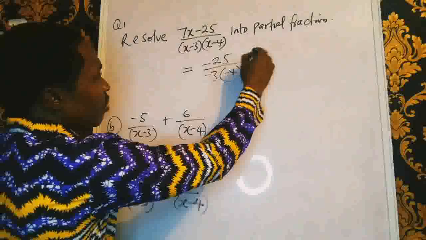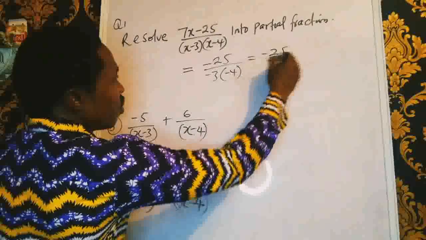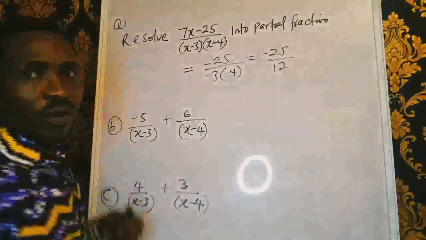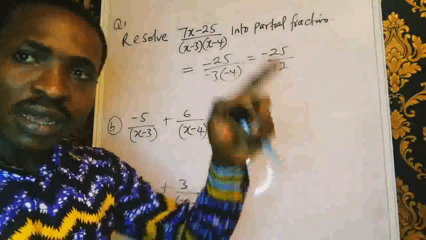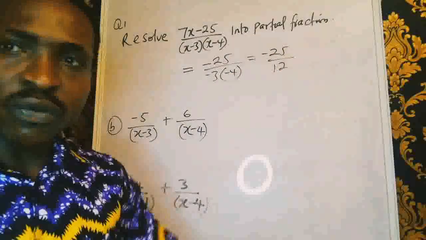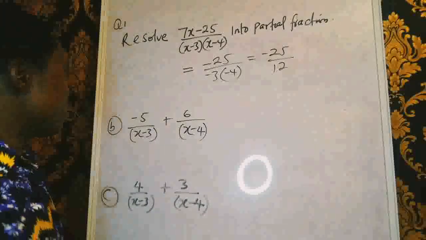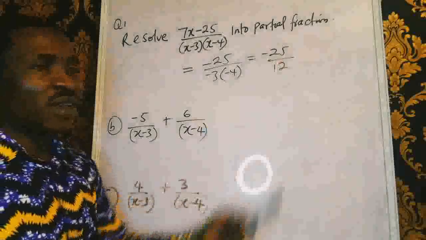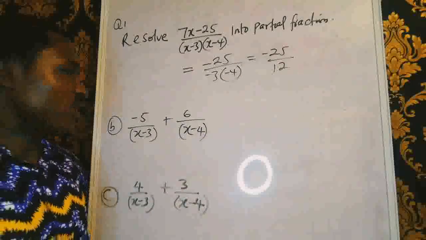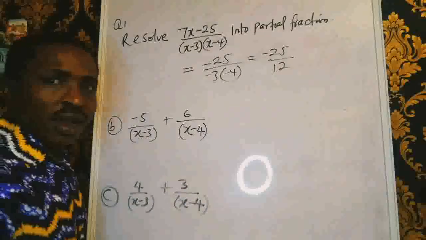Now open the bracket, you are going to get minus 25 over 12. So minus 25 over 12 is the result we get in the original function given to us. Okay, so let's do the same thing in the options. Any one that gives us the same answer becomes the correct answer. So let's see B and C.